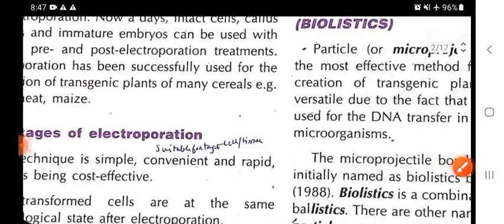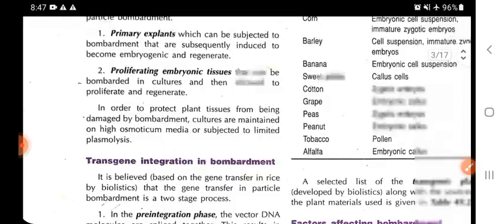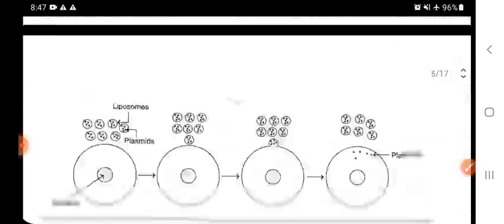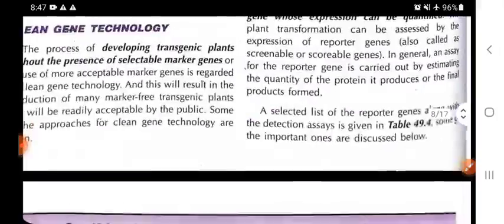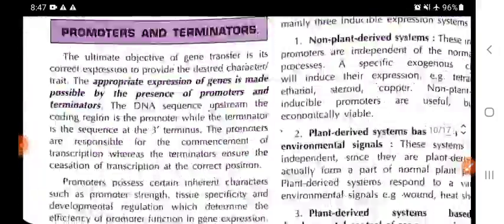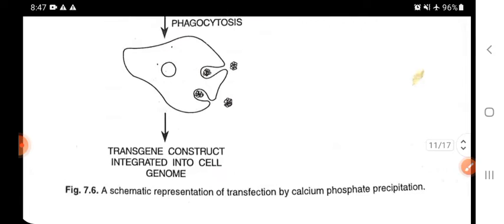So this was about electroporation in the case of plants. In the case of animals, the same thing can be said there also.